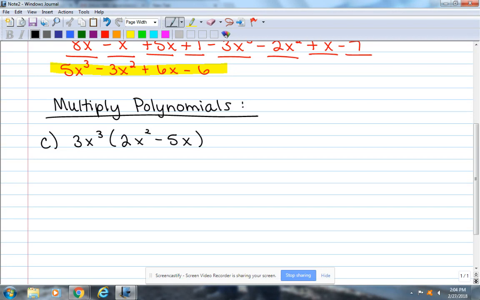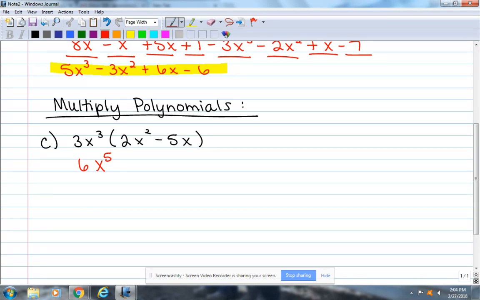So multiply the coefficients. So what is 3 times 2? 6. Multiply numbers, add exponents. And then we need an x. What is 3 plus 2? 5. To multiply same bases, we add. Y'all with me?